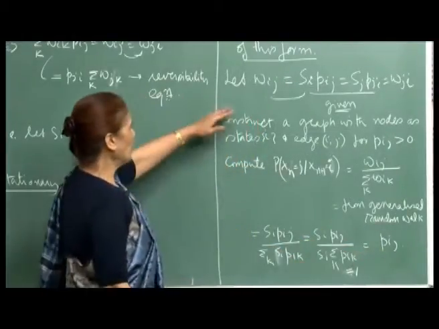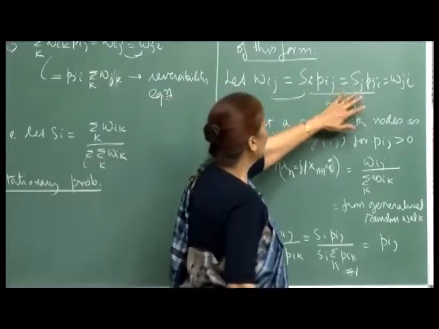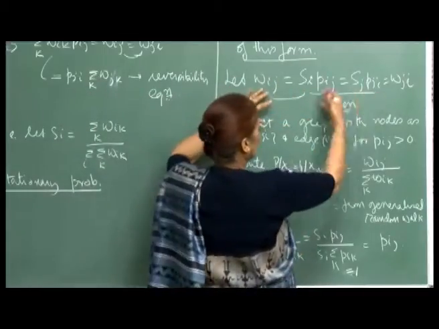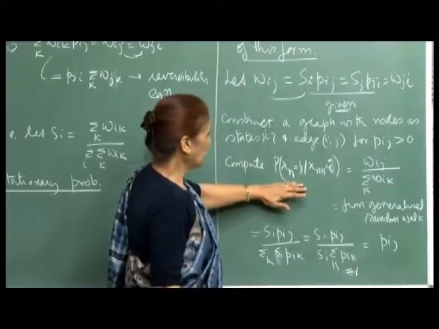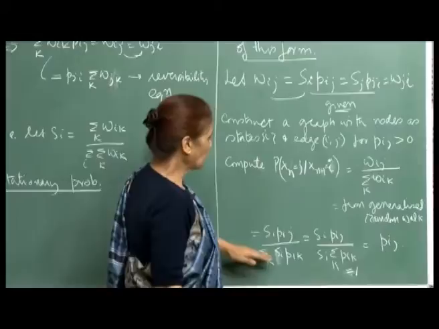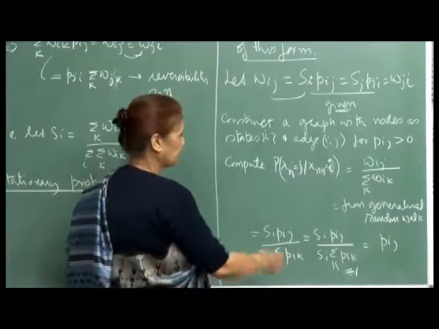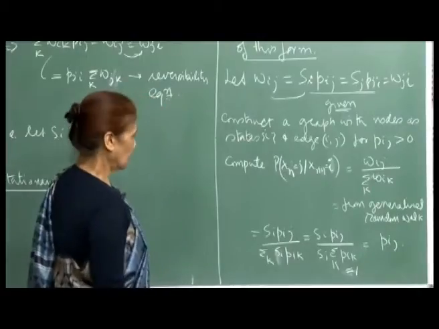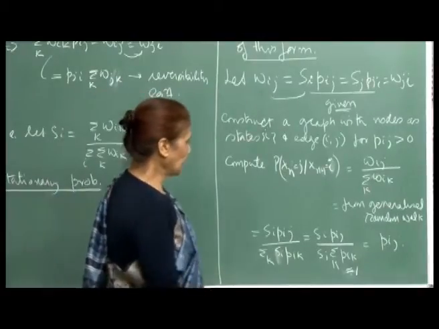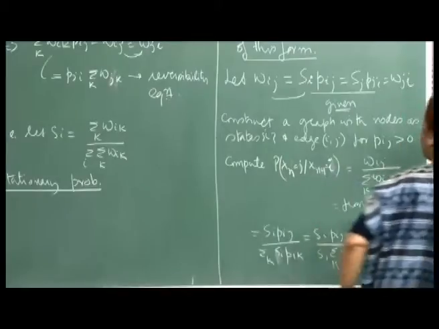So, that means once you are given this, I can assign the weights by this equation, and then once I have these weights, I can define my transition probabilities in terms of these weights, Wij upon sigma Wik, and once I have these transition probabilities, I can also define my Si's.